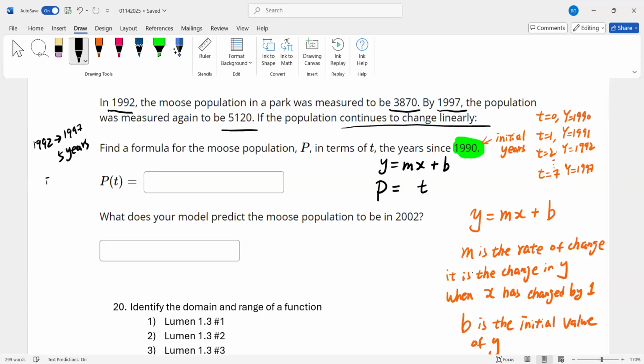So increase, how much? In 1992, it is 3,870. In 1997, it is 5,120, right? So we can do this math. Do you agree? Let me double check this value.